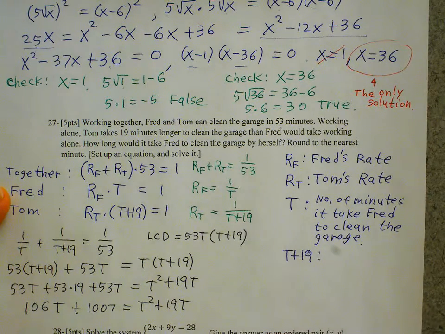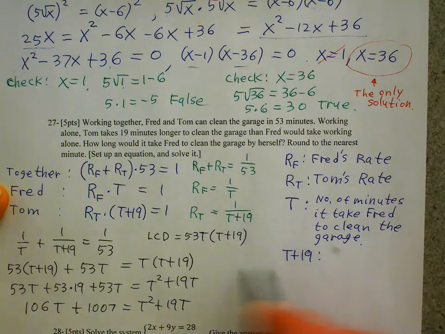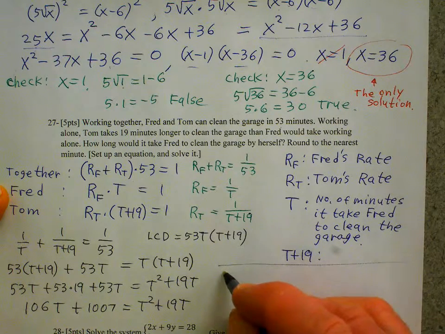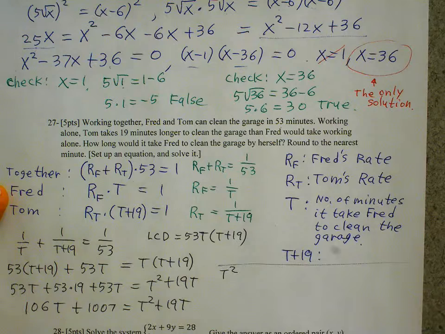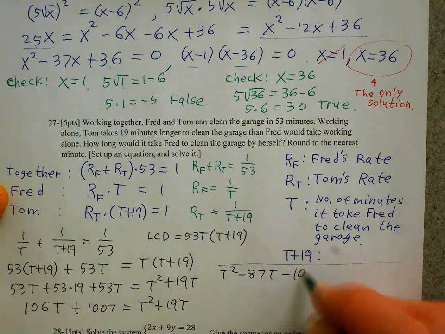And then we'll write the equation in standard form. We'll make the left-hand side 0 by subtracting 106t from both sides and subtracting 1007. So I'll put the algebraic terms on the left-hand side. So t squared, and then minus 87t minus 1007 equals 0.